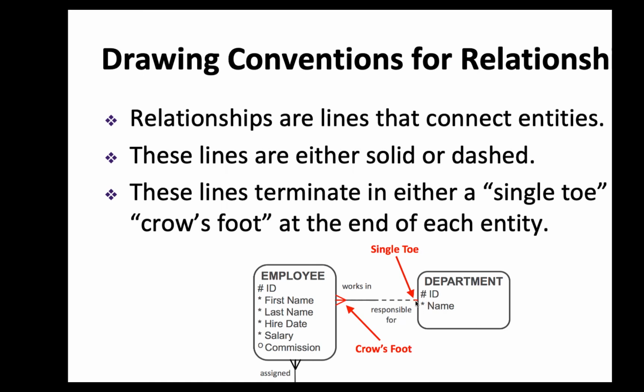And here is a single toe, or as such there is no crow's foot. It means that each employee must work in one and only one department. And each department may be, because this is a dashed line, each department may be responsible for one or many employees. So this crow's foot means that.